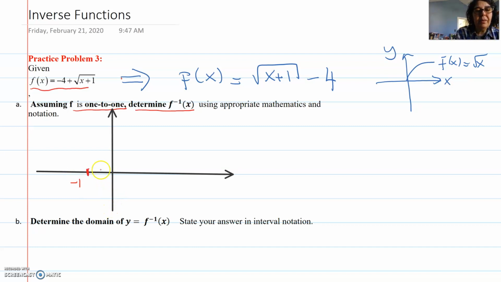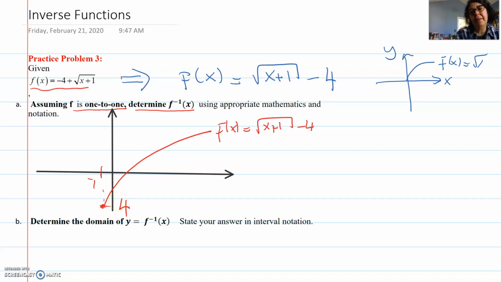So it's not going to be scaled. Okay, so it's 1 unit left and 4 down. It will look like that, and that will be the given function f of x equals square root of x plus 1, minus 4. I hope you agree with this drawing. Again, if I transform this square root of x function 1 unit left and 4 units down, that's what I get. Now I'm trying to find the inverse of this function.